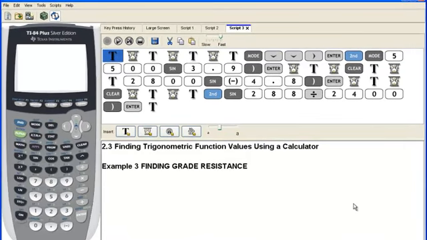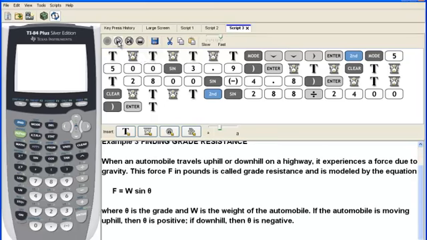Hello, this is example 3 from section 2.3, finding grade resistance. So what is grade resistance? Well, when an automobile travels uphill or downhill on a highway, it experiences a force due to gravity.